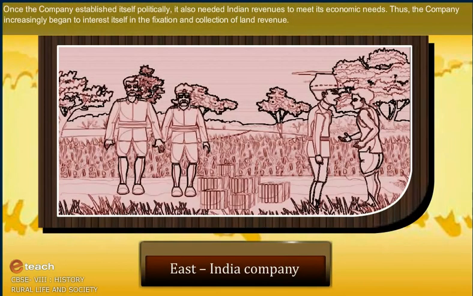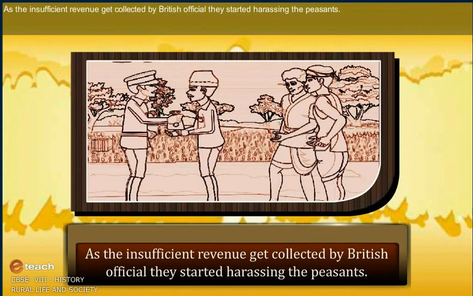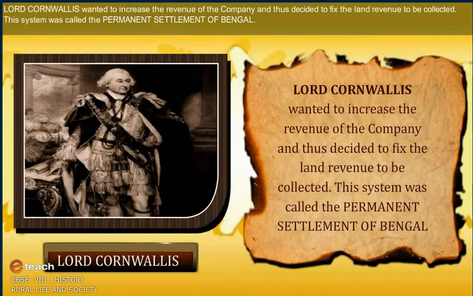Once the company established itself politically, it also needed Indian revenues to meet its economic needs. Thus, the company increasingly began to interest itself in the fixation and collection of land revenue. As insufficient revenue was collected by British officials, they started harassing the peasants.